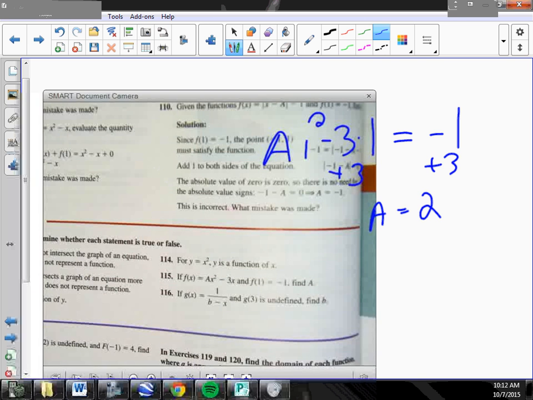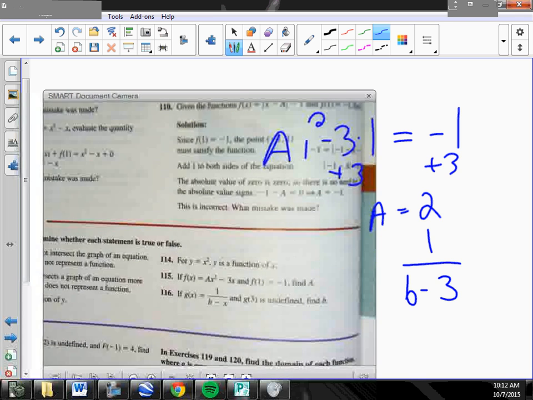116, if g of x equals that function and g of 3 is undefined, then what must b be equal to? So if x equals 3, we get 1 over b minus 3. What value of b makes it undefined? It would be 3. Okay.